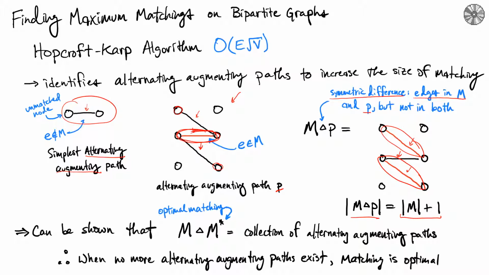And so we won't go into showing this, but it can be shown that essentially the symmetric difference between your current matching and an optimal matching, note that it is possible to have many different optimal matchings, but the difference between a current matching and an optimal matching is a collection of alternating augmenting paths. And that means that if you no longer have any alternating augmenting paths, then you must have reached an optimal matching, because then there would not be any paths that you could swap out.